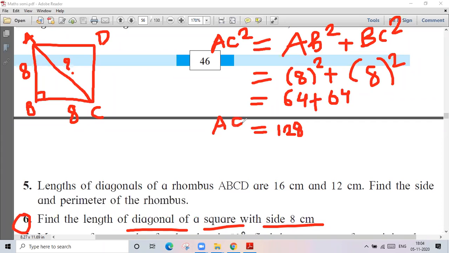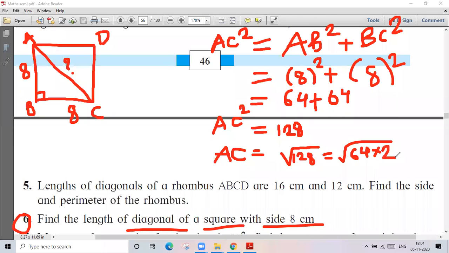We need to find out AC only. That means AC is equal to what? Root 128, that means 64 into 2. थोडं करून जाईल, don't worry, easy आहे. And then 64 चं square root आलं 8. So your answer is 8 root 2. This is the length of the diagonal of question number 6.